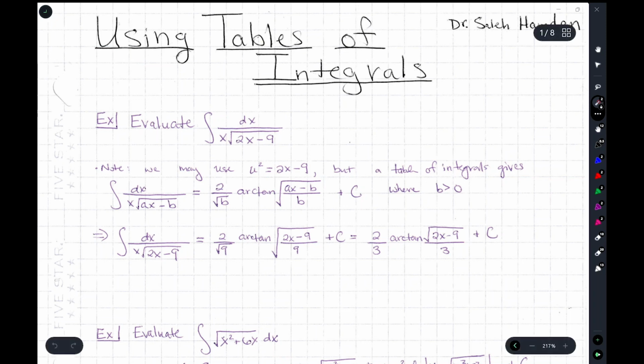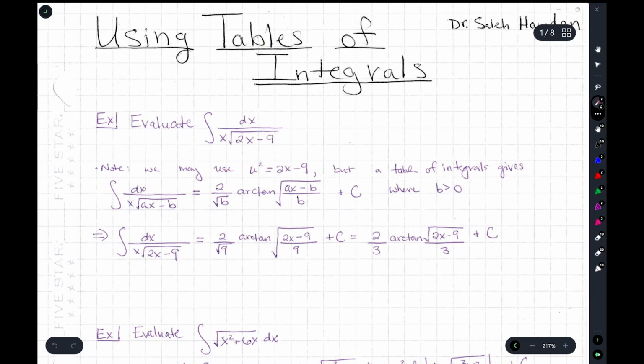So let's do an example of how we would use tables of integrals. Suppose we want to evaluate this. Now we can do a u substitution using this form here. It will work, but let's borrow some help. So we take a look at a table of integrals, and the closest type of integral in the table looks like this. Okay, you could see here that if we take a to be 2 and b to be 9, and notice here that the table of integrals imposes that b is positive, then we will get this form, okay?